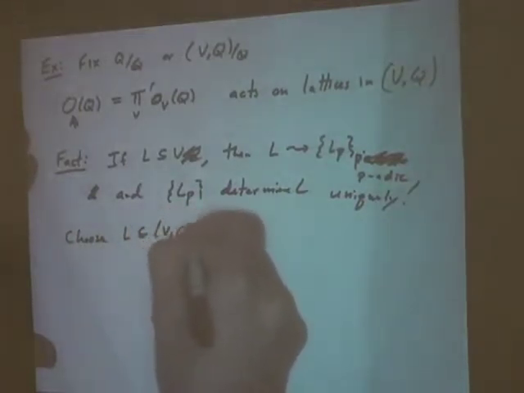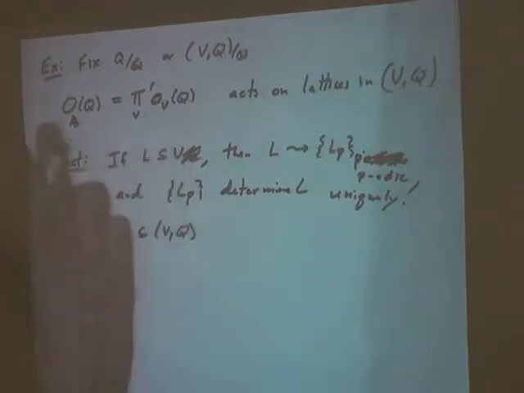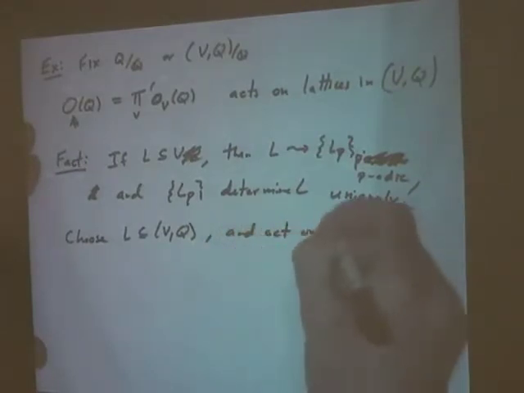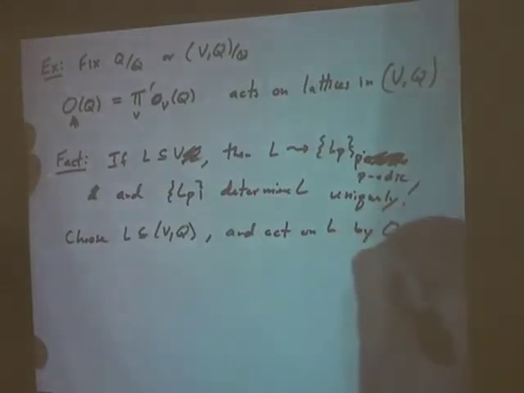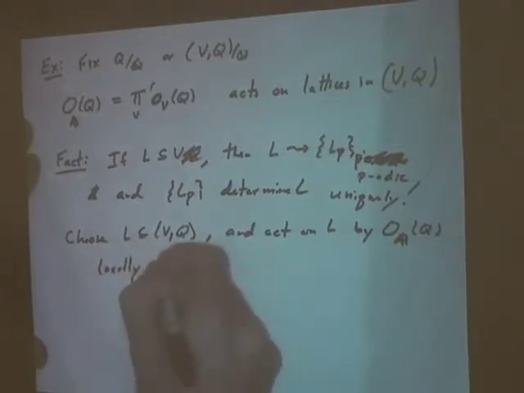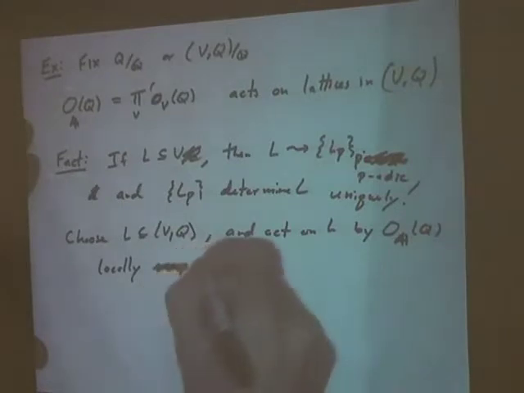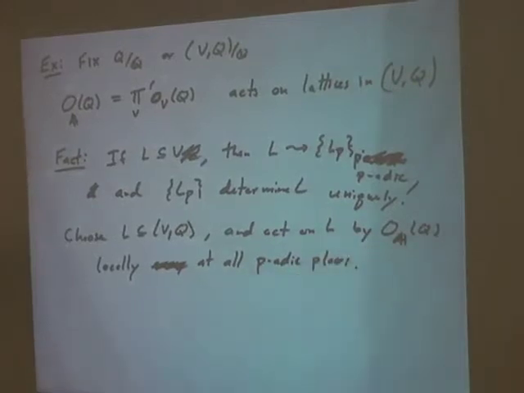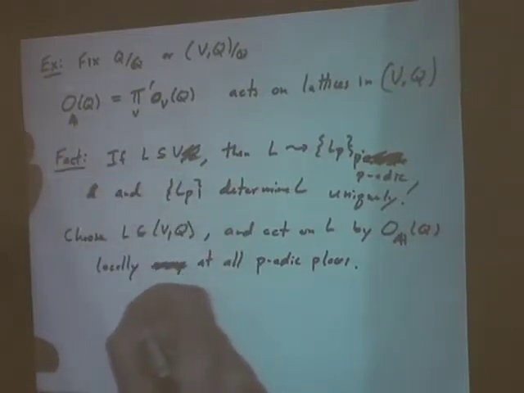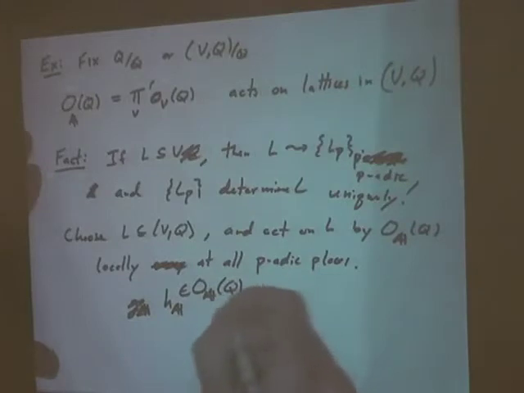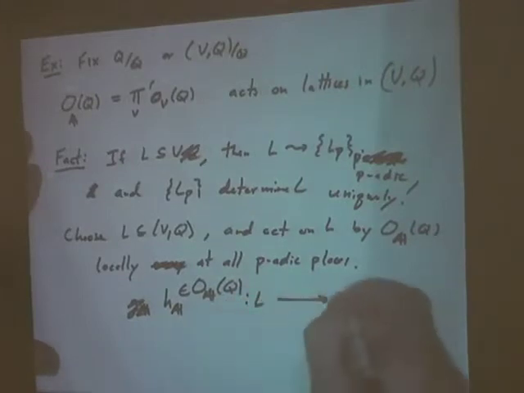If you believe this fact, then you can choose some lattice L sitting inside of the quadratic space, and you can act on this lattice by an adele. Act on L by the adelization of the orthogonal group locally everywhere, let's say at all primes. So we start with the lattice L. Let's say I have an element of the orthogonal group. I'd like to understand how this acts. Let me call it H sub A. This is going to be in the adelic orthogonal group, and I claim that it acts by taking a lattice L to some other lattice L prime.